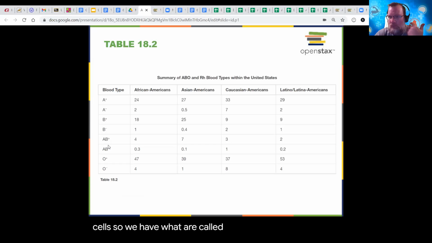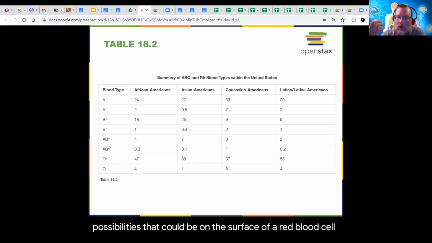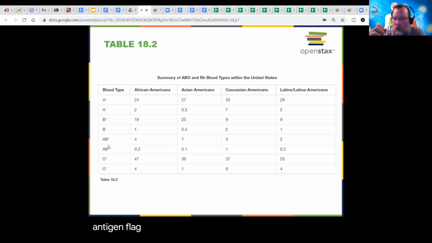So we have what are called the plasma antibodies and the antigens on red blood cells. Red blood cells are named for the antigen that is on their surface. There are actually more, a ton, but for blood typing there are three antigen possibilities that could be on the surface of a red blood cell. You could have an A antigen, so it's an A marker or flag. You could have a B antigen or flag, or you could have what they call the RH antigen.